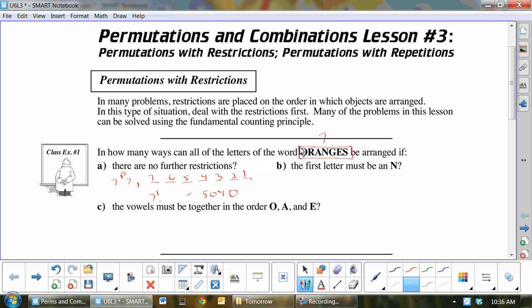Now we're starting with our first restriction. The first letter must be an N. Now, with these, I find that the fundamental counting principle is the best whenever you get restrictions. And it makes the most sense. So how many blanks would I draw if it's the fundamental counting principle? 7, right? 1, 2, 3, 4, 5, 6, 7. Always start with your restrictions. This must be an N. So there's a 1 there.